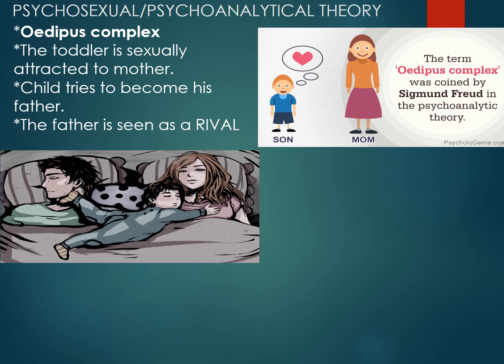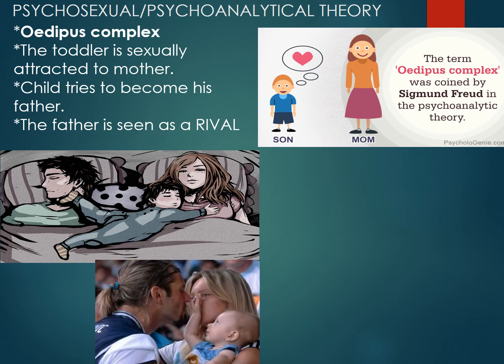Yung bata daw, the toddler, is also experiencing the same complex as Oedipus did. So yung bata, gusto niyang stab yung nanay niya using his penis kasi nga sabi dito, the child is sexually attracted to the mother and the child also wants to stab his father using a knife kasi nga ang tingin ng bata sa kanyang tatay ay rival of the mother's attention.